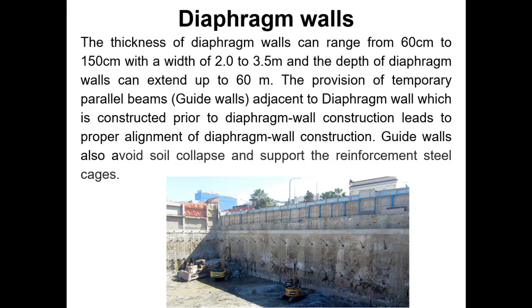The construction process of a diaphragm wall includes excavation of a trench in soil, placement of reinforcement, and placement of concrete into the trench with the tremie pipes.